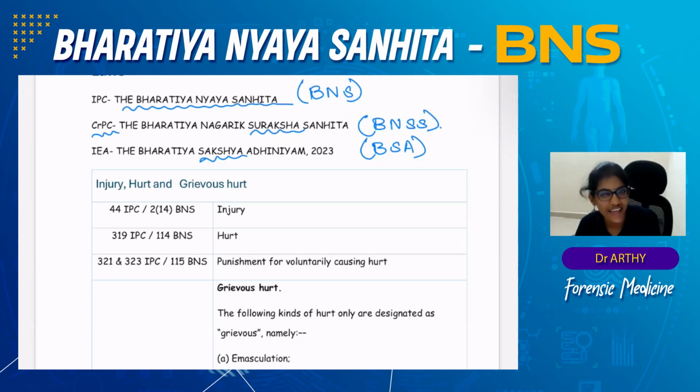Perjury, they have asked once with respect to the punishment, 193. For your reference, I would put it in, but focus on these things. What about the dowry death and everything? Okay, now after 190, all your offenses against females and everything, they are talking about your dowry death.